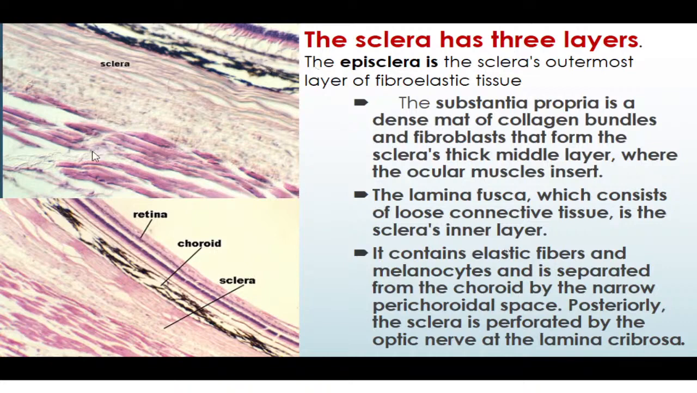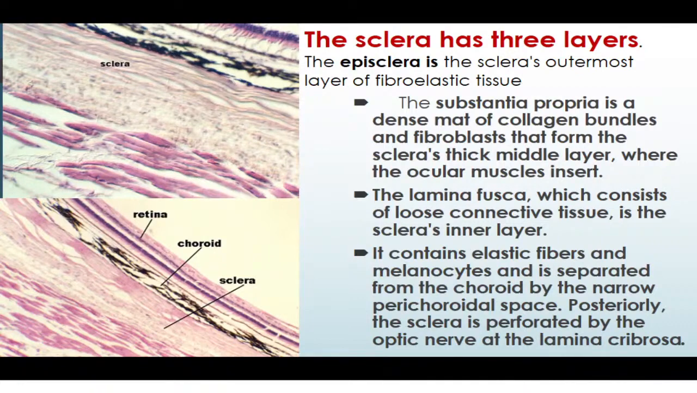This is the outer layer. This is the inner layer. This is the choroid plexus. The inner layer is named lamina fusca. It contains elastic fibers and melanocytes and is separated from the choroid by the narrow perichoroidal space. Look at this one, we have seen it. Perichoroidal space, narrow perichoroidal space.